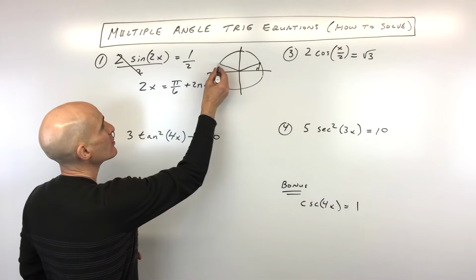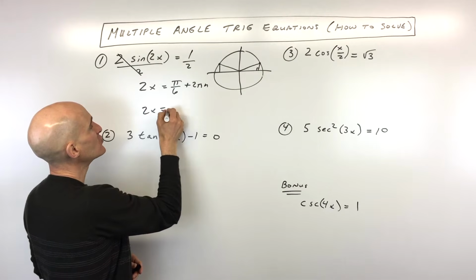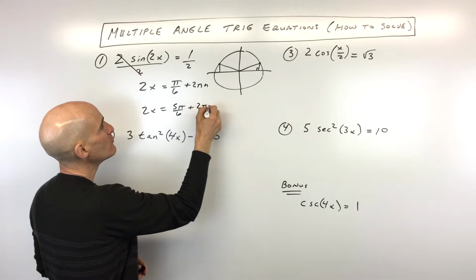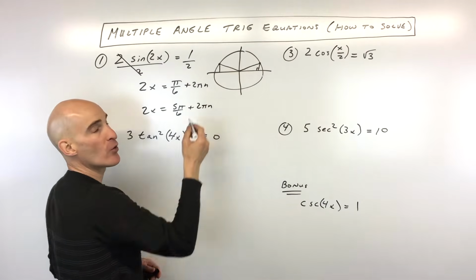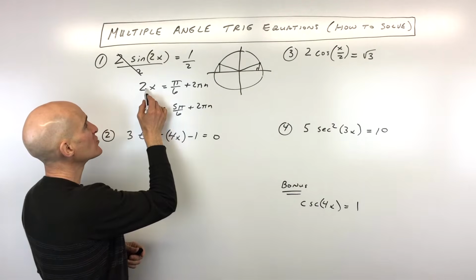Now also over here, this is at 150 degrees, or 5 pi over 6. So let me write that down. 2x equals 5 pi over 6 plus 2 pi n. Again, because if you add 2 pi, you go once around the circle, you end up in the same spot, you get that sine value of 1/2. But we're not interested in solving for 2x.